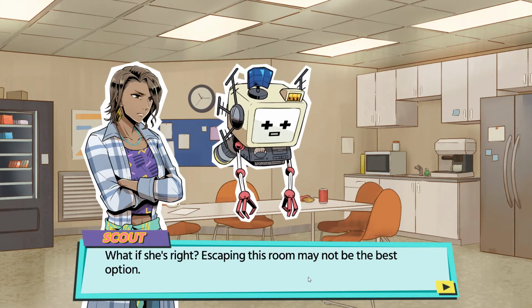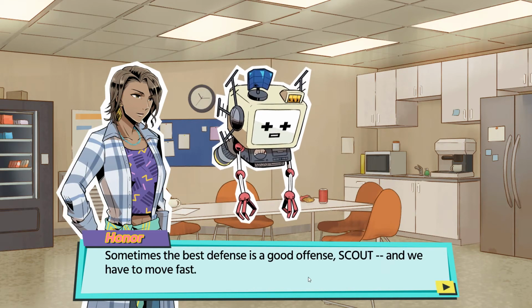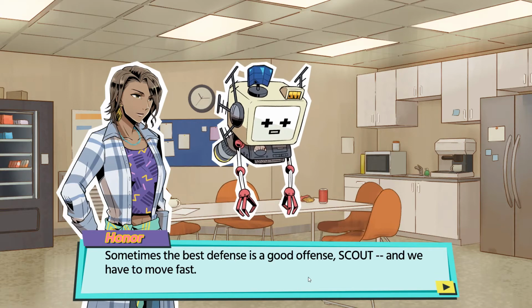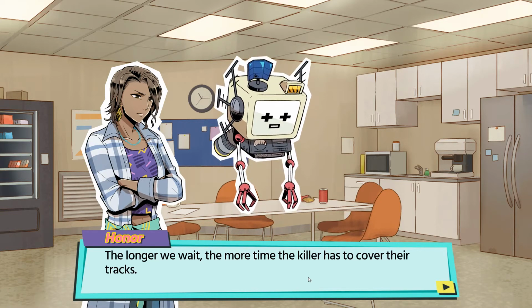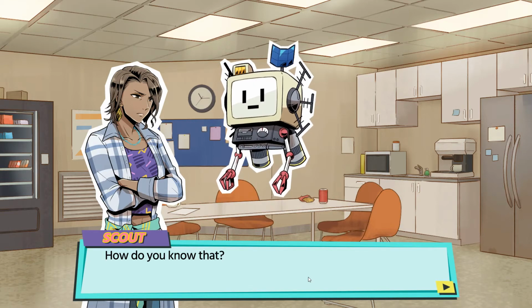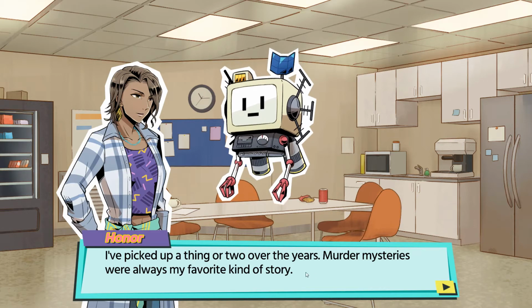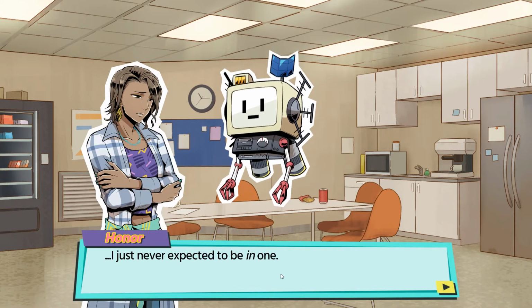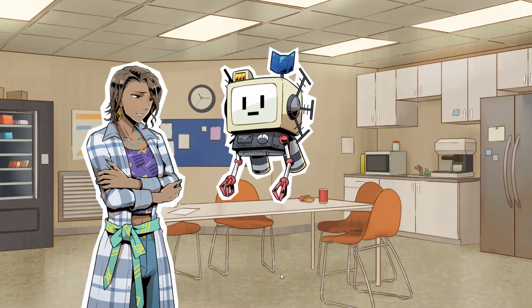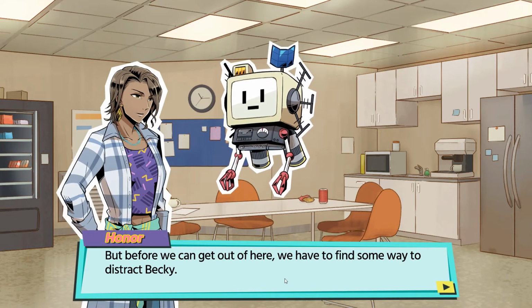What if she's right? Escaping this room may not be the best option. Sometimes the best defense is a good offense, Scout, and we have to move fast. The longer we wait, the more time the killer has to cover the tracks. How do you know that? I've picked up a thing or two over the years. Murder mysteries were always my favorite kind of story. I just never expected to be in one. But before we can get out of here, we have to find some way to distract Becky.